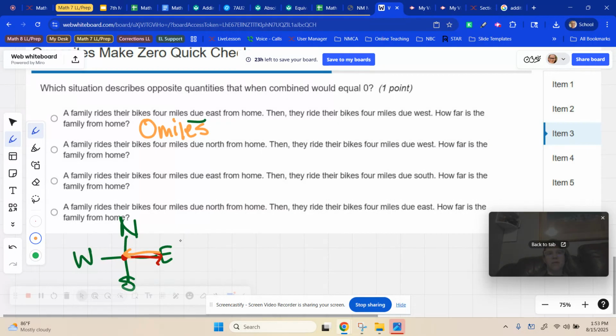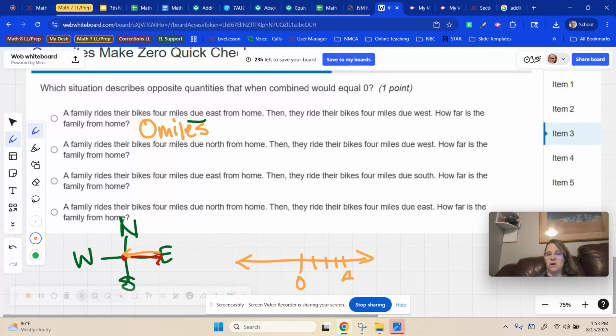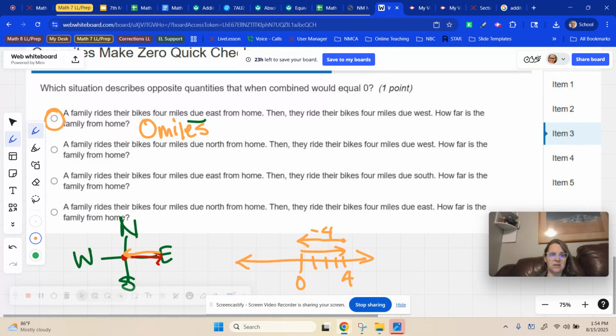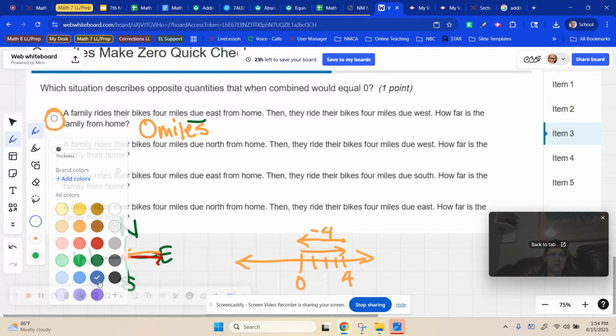So already I kind of like this because additive inverses are supposed to equal 0. And you could even think of east and west kind of like on the number line. If you were at 0 and first you went to 4, in the east direction to the right, that'd be positive 4. And then if you went west from there, that would be like going -4, going in the negative direction. So already I kind of like this answer, but I'll just show you the other ones just so you can see.